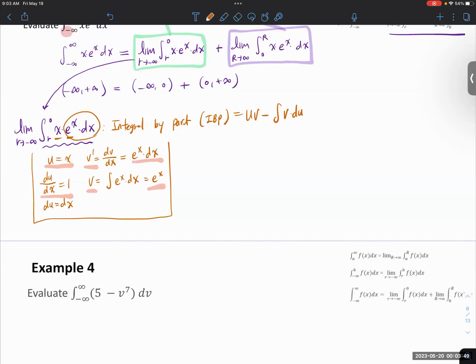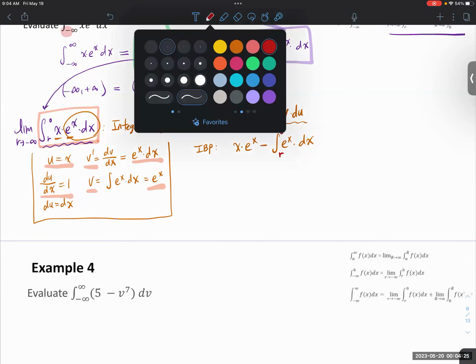So now, according to the IBP method, we are working on this integral right now. Therefore, according to IBP, u is going to be x, v is going to be e to the x, and du is dx. And then don't forget that we have the interval from r to 0.